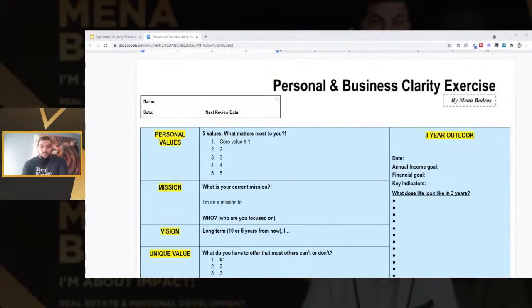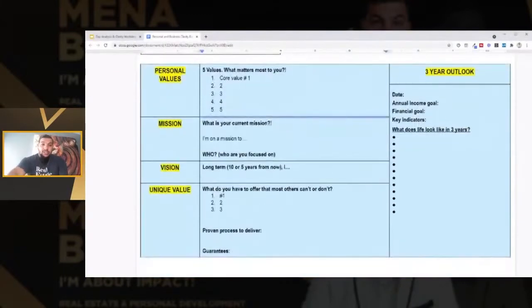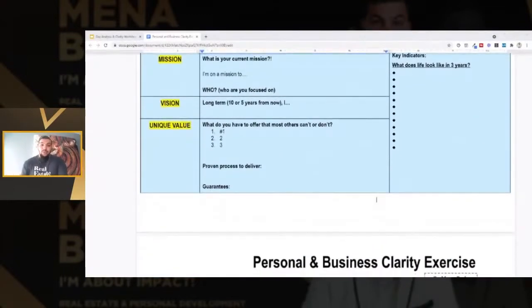Right? As you scroll down on the sheet, you'll see unique value there on the left. If you've been to other classes that I teach, especially designation classes, we talk about your unique value proposition, right? So in here, we talk about what it is that you have to offer that most other people don't offer or can't offer. So what's very unique about you? What is it that you have to offer that other people cannot offer or don't offer? And think about at least three things that are very unique to you.